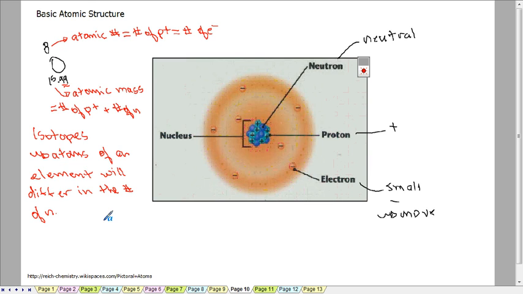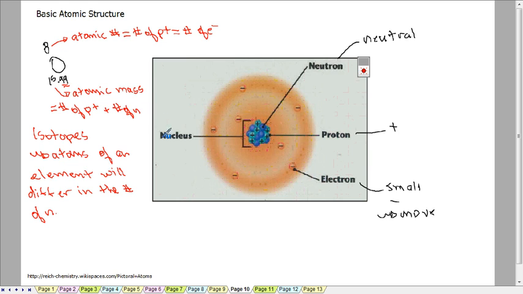However, there's a small percentage of oxygen atoms out there that actually have one less neutron. So they only have 7, giving an atomic mass of 15. When we collect oxygen atoms and average the atomic masses of all of them, it comes out to be 15.99 because what we're looking at is the average. And so that's why we see these little decimals here.